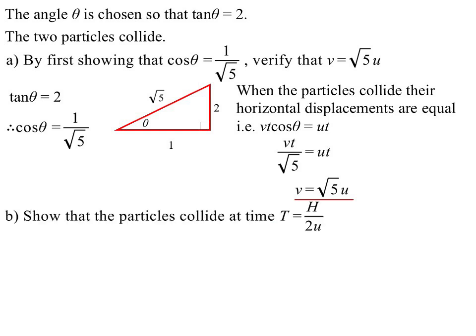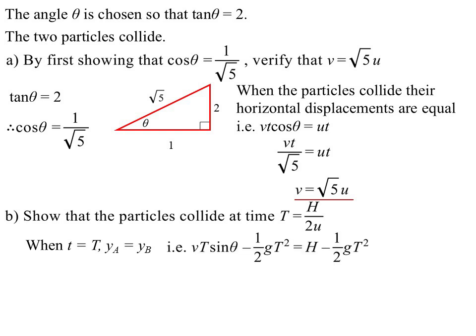But now we want to show they collide at this particular time. So now I'll use the vertical components. They've got to be equal as well. Substituting in, okay, we just got to make t the subject of all this. Oh, sine theta. Well, we can work out sine theta from our triangle as well. That's going to be 2 on root 5. And, okay, it comes out. There it is. T equals h on 2u.